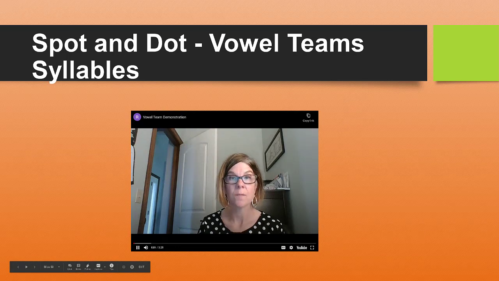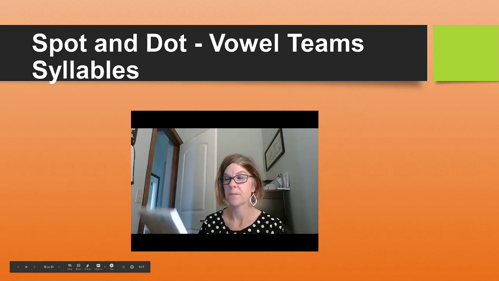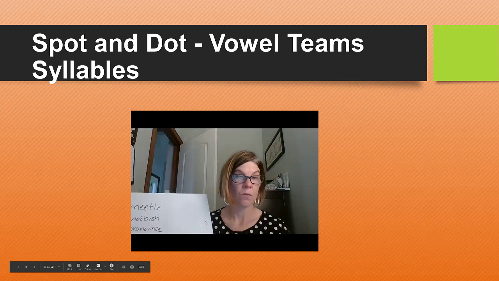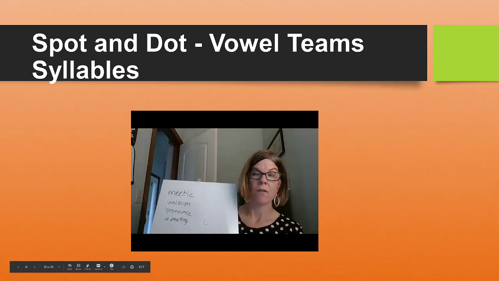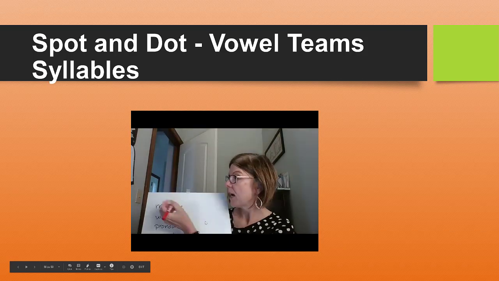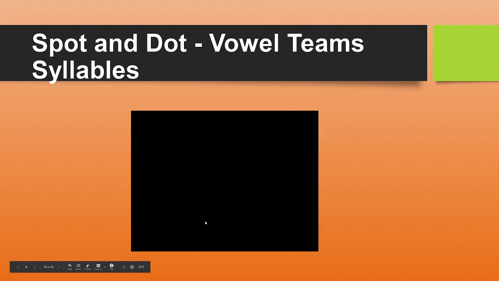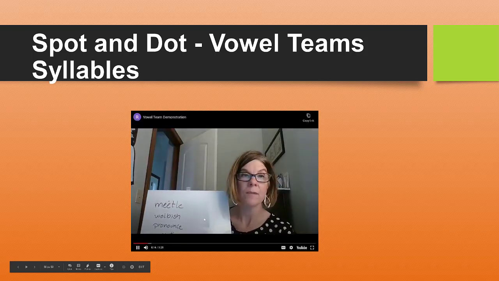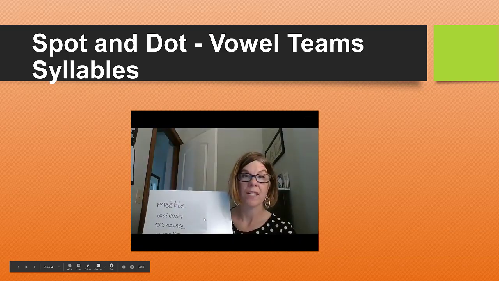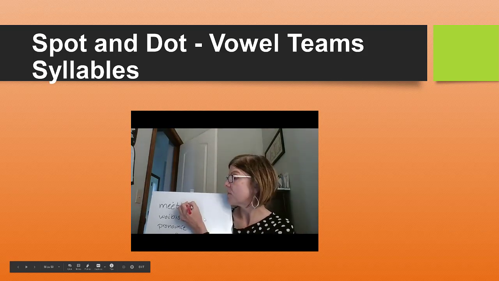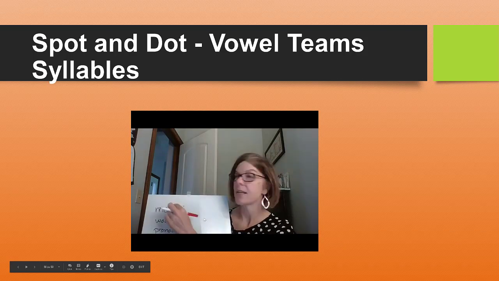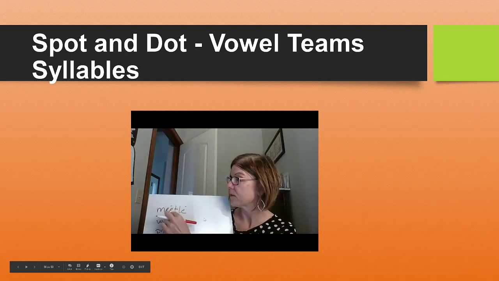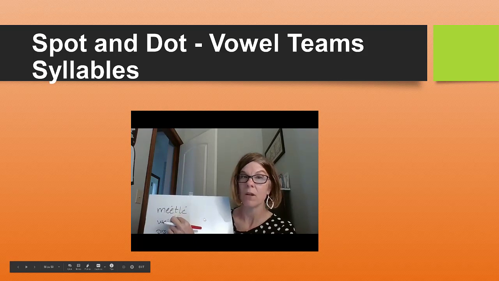Let's move on to spot and dotting vowel teams. So again, we'll start with two nonsense words and move into two regular words. So if I look at this first word, I'm going to put a dot between the two vowels because I have two vowels representing one sound. And then I'll spot and dot my E at the end of the word. Now, if I know that I have a dot in the middle, I know that I have to keep those two vowels together because every syllable has a vowel.